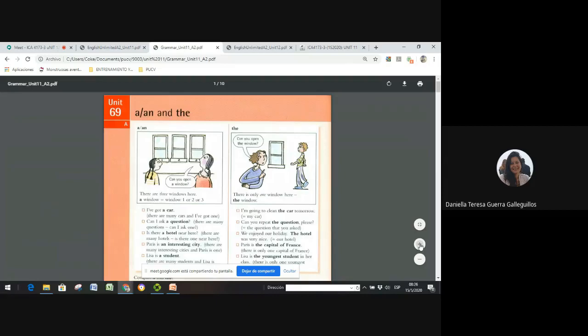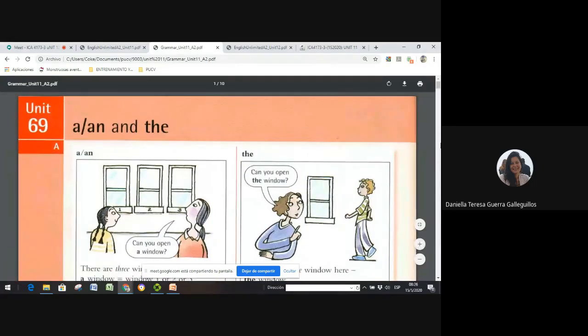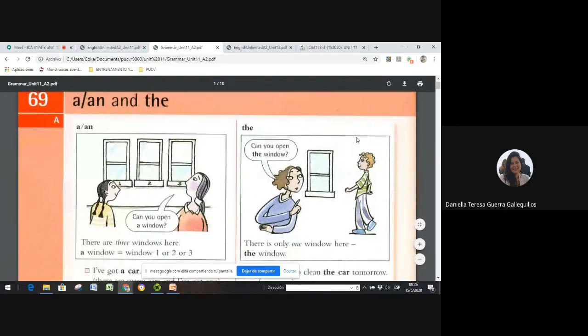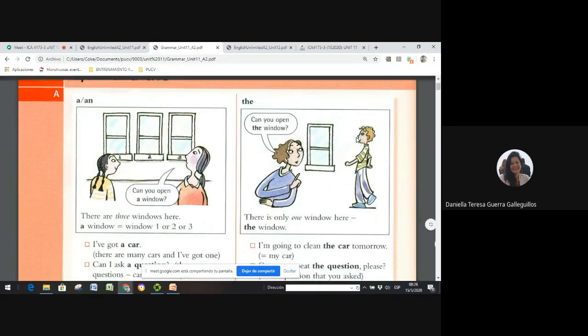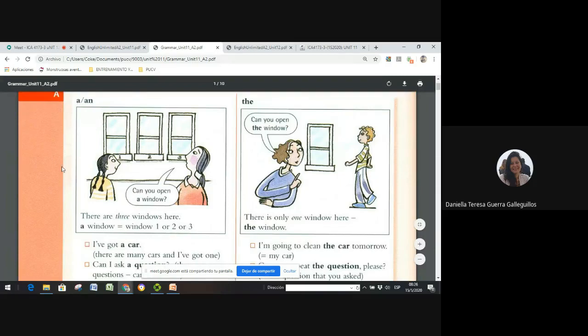In relation to what we were talking about in the PowerPoint, we've got the difference between a and the. So I'm going to ask Pia. I know you're present. Pia, can you read this sentence and then read this sentence?